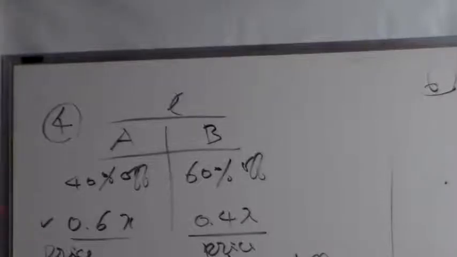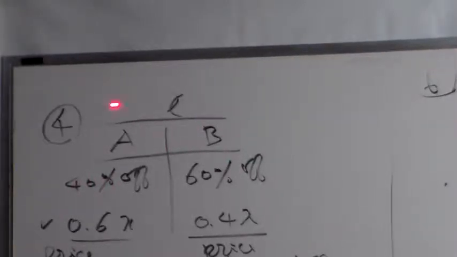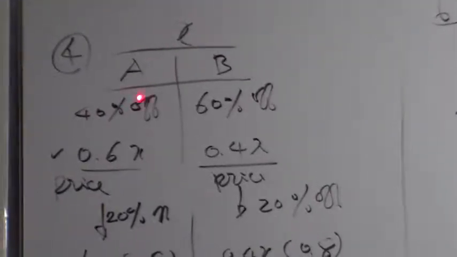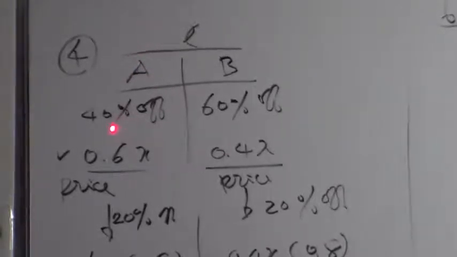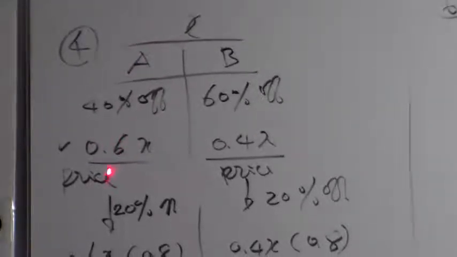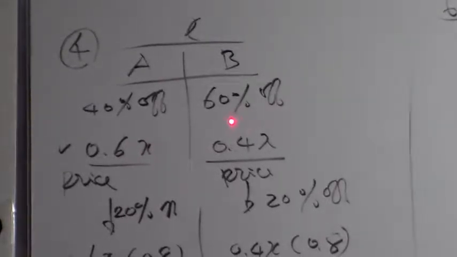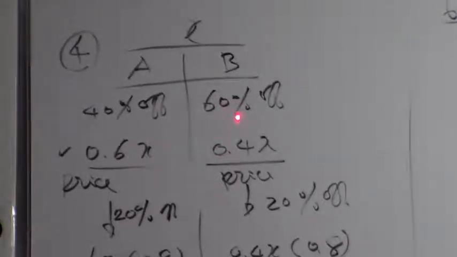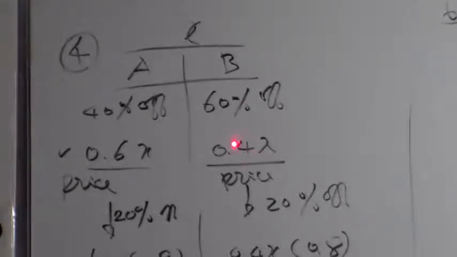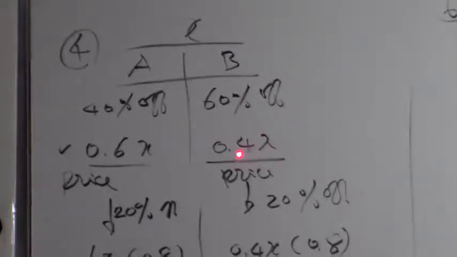Okay, now example 4. A store's original price is X, and A store is always 40% off. B store is 60% off the original price. So make sure 40% off, so the net price is 0.6x, right? Then B store price is 60% off, so their price is 0.4x.